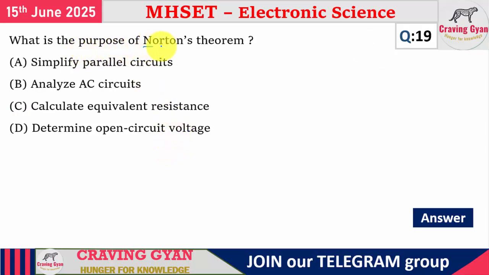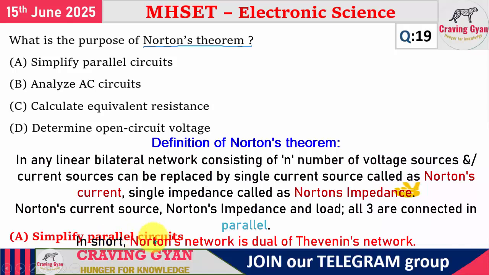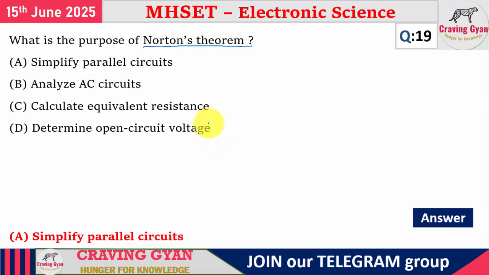For the 19th question, what is the purpose of Norton's theorem? See, in this, the key answer they have given is to simplify a parallel circuit. It is not to simplify only a parallel circuit; give any circuit of your choice. It can be converted to a single current source, called the Norton current. In parallel to it, you are going to connect one Norton impedance, and across it, in parallel, you will have a load. See, you will have a Norton source and a Norton impedance. This Norton impedance can be a resistance, or it can be an impedance also. So at last, what you will do is connect a load.